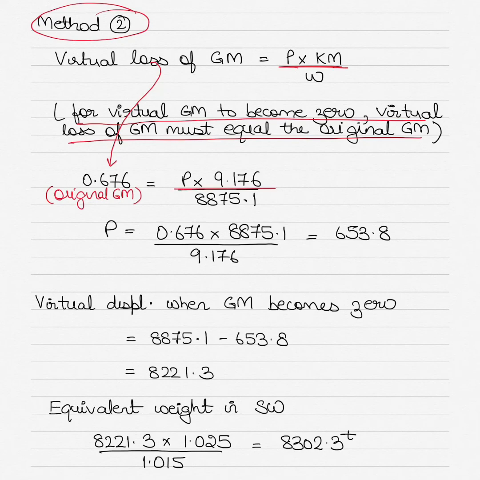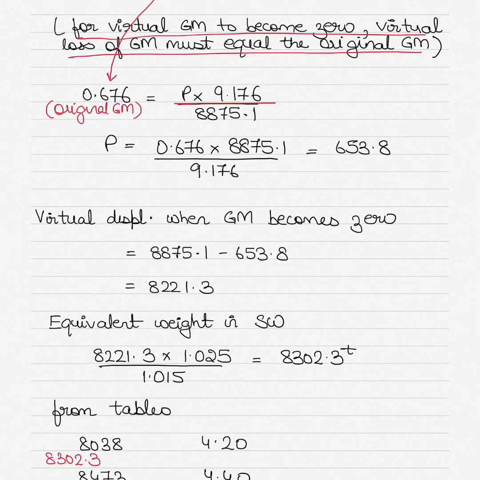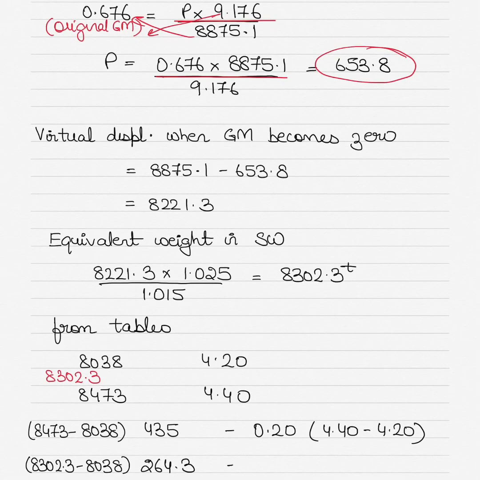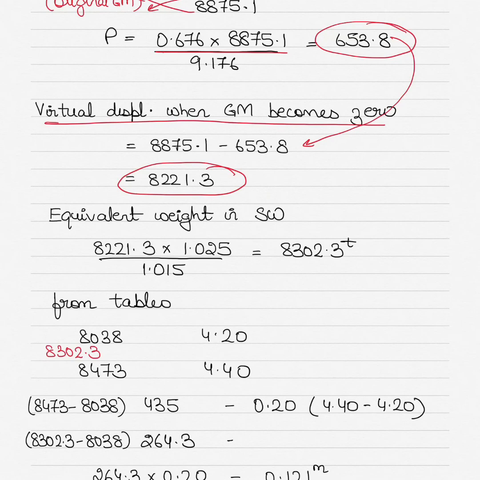right? Which is equal to P multiplied by 9.176, that is the Km, divided by the unchanged displacement of 8875.1. So you find out the value of P by cross multiplication and you get P as 653.8. So here virtual displacement when GM becomes 0 is 8875.1 minus P, which gives you a displacement of 8221.3 when the vessel is sitting on the blocks all over.